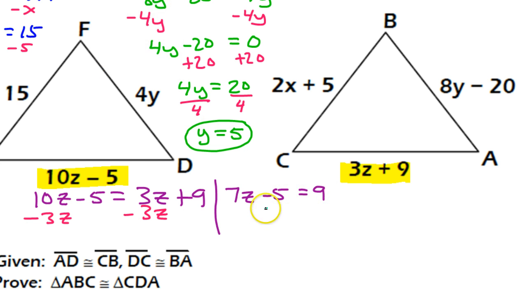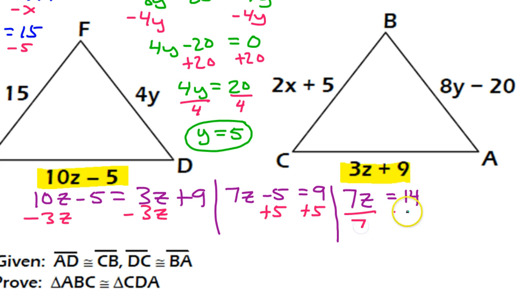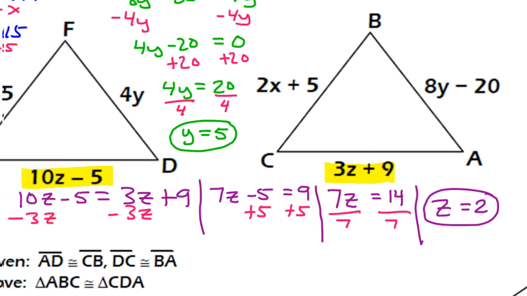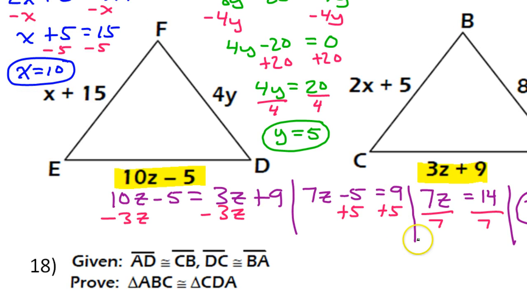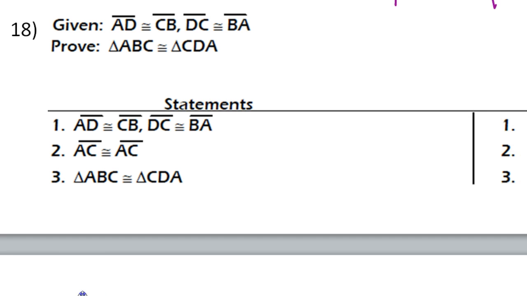And then we would add 5 to both sides. So that will give you 7z is equal to 14. And then we would divide both sides by 7. So that would give you z is equal to 2. So that's how you find your x, your y, and your z. Alright, let's do one more problem on this video.